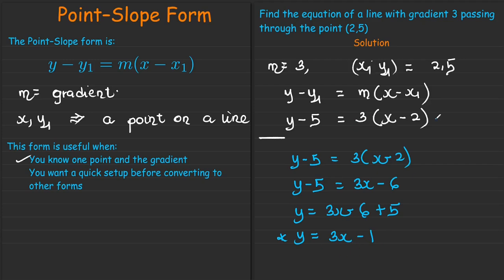Just by first of all writing it as what? The point slope. So as we said, if you want a quick setup before converting to other forms, then the point slope would be one of the best options.